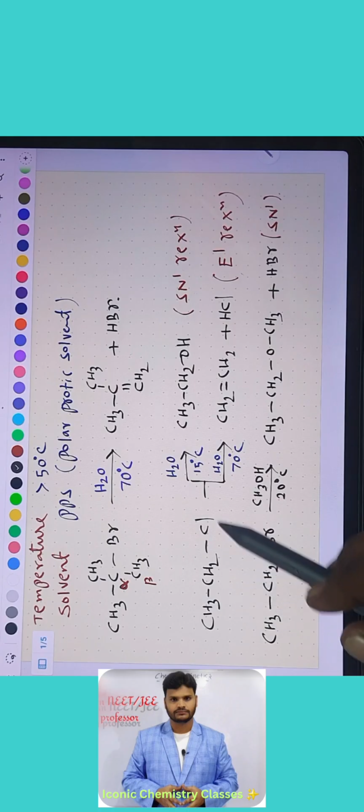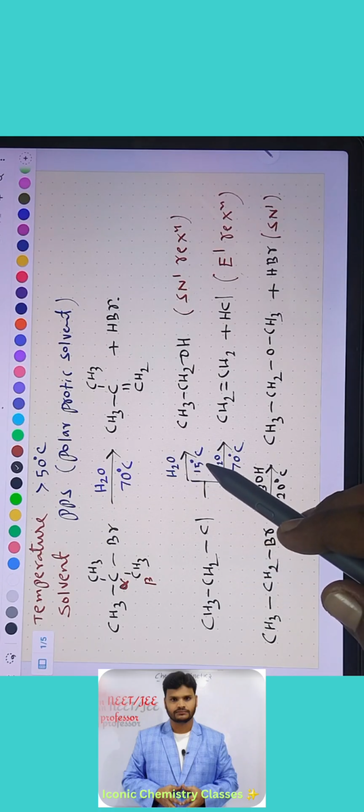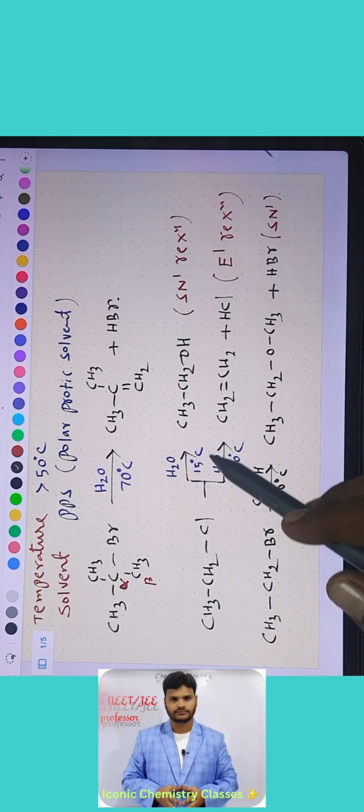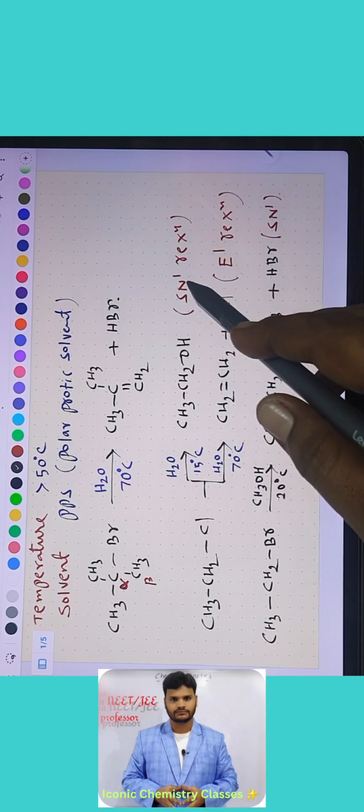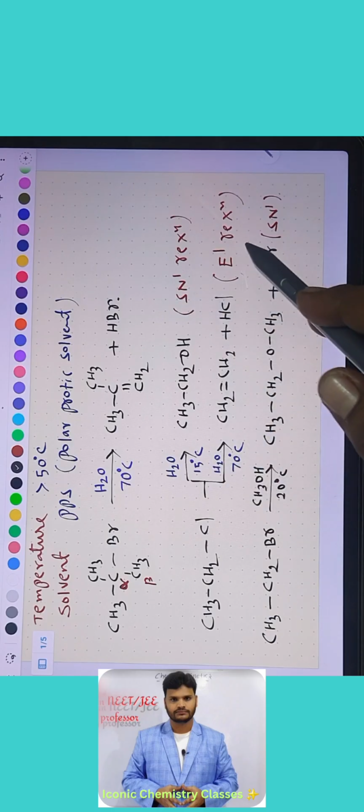So CH3CH2Cl, H2O, 15 degrees Celsius. Below 50 degrees means SN1. Above 50 means E1. Clear na? Only temperature is the difference. Remaining same to same.